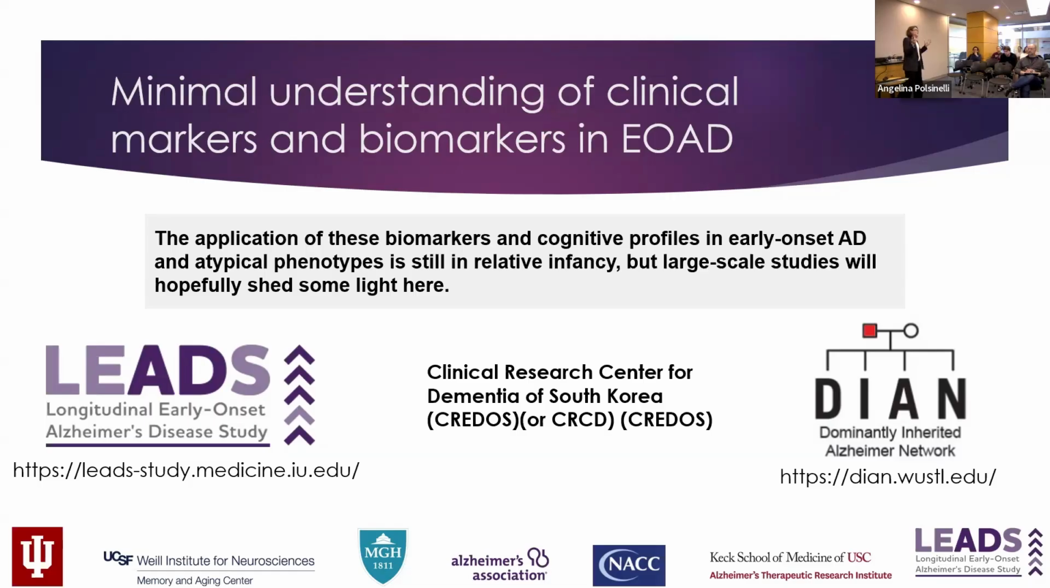There's some exciting stuff that has been happening, I think anyways, with LEADS, which is a huge observational study of sporadic early onset AD. There's also the Clinical Research Center for Dementia in South Korea that has a lot of people with early onset AD as well, and they're collaborating with US researchers. They have a lot of genetic data as well that is great. And then there's the DIAN study, which is the Dominantly Inherited Alzheimer's Network, which focuses more on those genetic familial versions of early onset AD, like the APP and presenilin 1 and 2s.